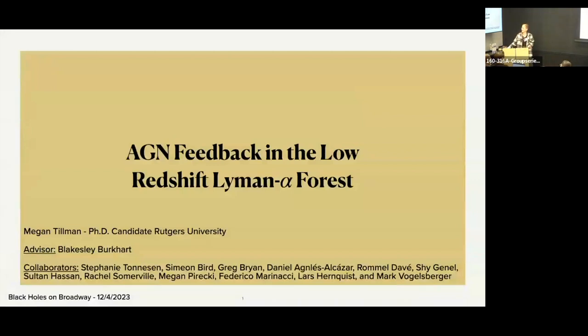All right, so we've been looking at a lot of small scales and a lot of intermediate scales for black hole feeding, accretion, and feedback. I'm going to take us to the largest scales possible with the IGM, and we're going to look at AGN feedback effects on the low redshift Lyman alpha forest. Sorry, this talk isn't with the rest of the feedback talks. I will not be here tomorrow.